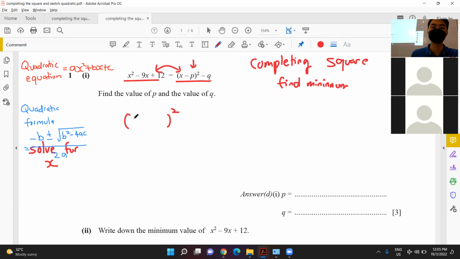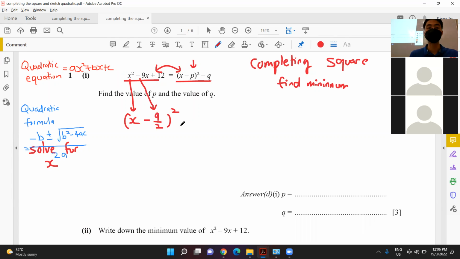Now, what you put inside the bracket is, first, you drag the x back down here, without the square, because the square is outside already by now. And you will also drag the b coefficient, the coefficient of x, over here, and you will divide that by 2. In other words, you're halving it, all right? So from 9, it will become 9 over 2.